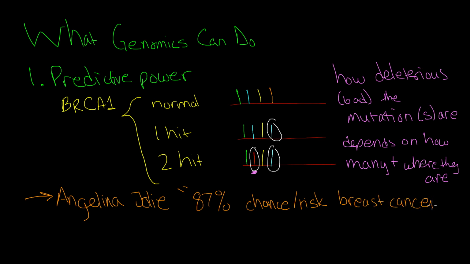And that's very, very high, 87%. So that means out of 100 people with her genetic profile, with the SNPs that Angelina Jolie had, 87 out of 100 people would develop breast cancer. Those are not good chances. So clearly it must have been a bad hit, or must have been multiple bad hits.